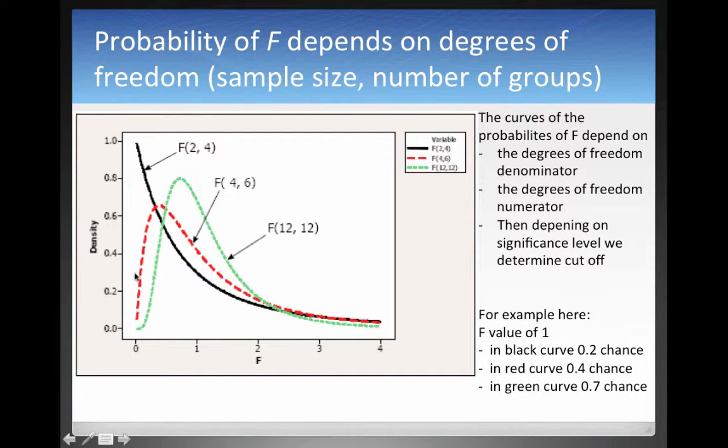And here, just to illustrate, different sample sizes and different group sizes have different probabilities. So let's say a good example is 1. In this black distribution, the probability for 1 is about 0.3. In the red distribution, it's about 0.4, and in the green distribution, it's about 0.6. So various probabilities of obtaining such f values.